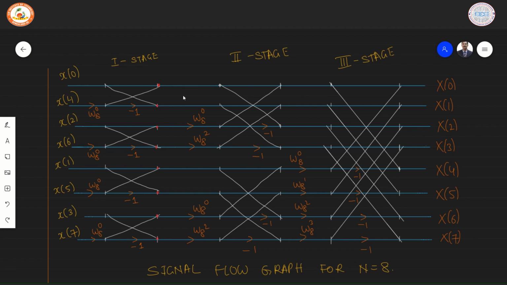This concept remains the same irrespective of where the butterfly is. All the butterflies are the same. Practically, the lower arm of the butterfly is where we do scaling and multiply with -1. So this arrangement is called decimation in time. The number of twiddle factors that we need here is 4. For n equal to 8, we require half the number of twiddle factors, ranging from W_8 to the power of 0 up to W_8 to the power of 3.